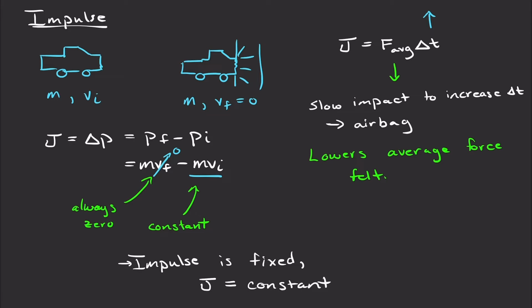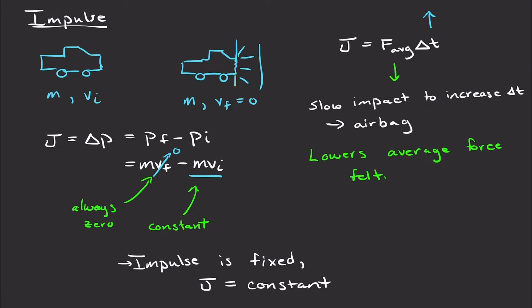Okay, so for example, if you have two identical cars, two identical people, they're going the same speed and they lose control and crash, but one of them has an airbag and one of them doesn't. They will both feel the same impulse. They have the same mass, same initial momentum, same velocity, and they're both going to come to a stop. So their impulses are going to be the same, even though one has an airbag.